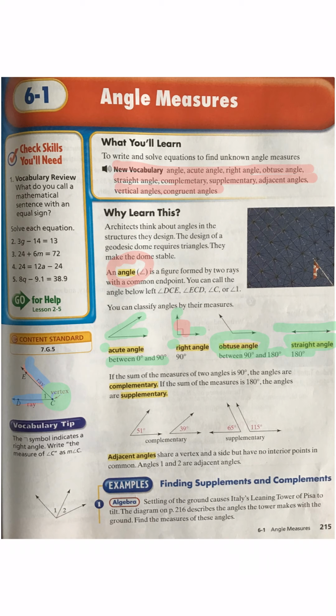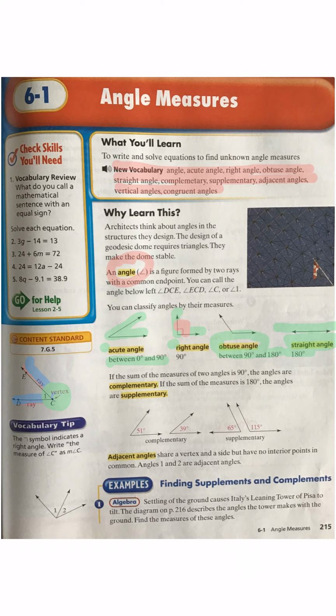If the sum of the measures of two angles is 90 degrees, the angles are complementary. If the sum of the measures is 180 degrees, the angles are supplementary. So those are two other vocabulary. Complementary equals 90 degrees. Supplementary equals 180 degrees.